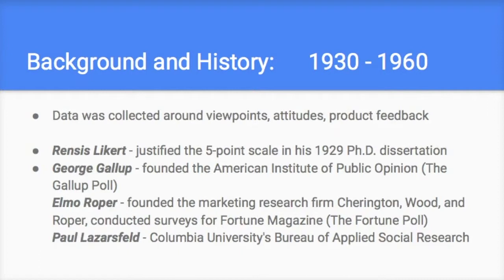Much of the data collected was around individual viewpoints and attitudes, as well as feedback on specific products. Here are some of the names of a very few important contributors to early survey research. Francis Likert justified the 5-point rating scale that is still very well known today during his 1929 PhD dissertation. George Gallup founded the American Institute of Public Opinion and conducted nationwide public opinion polling with the Gallup poll.